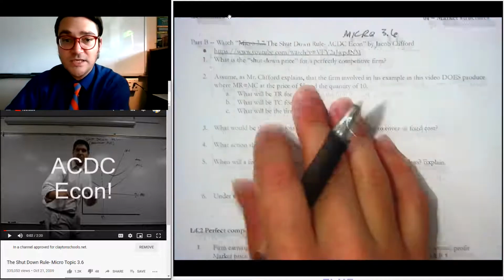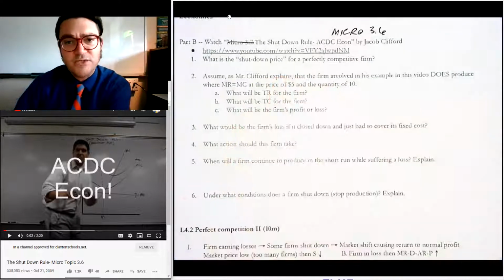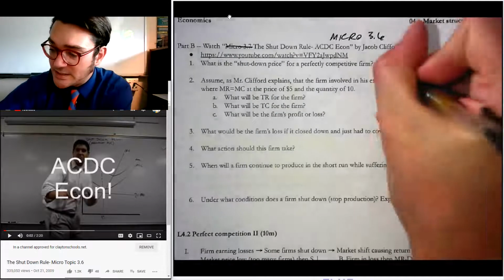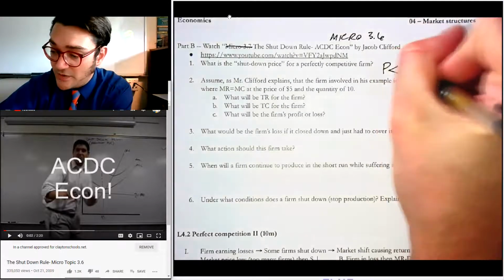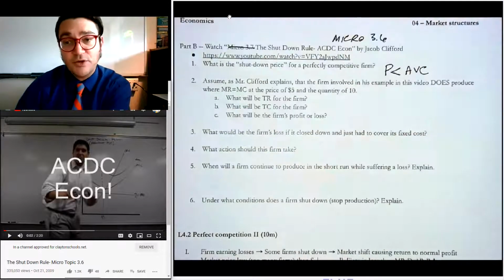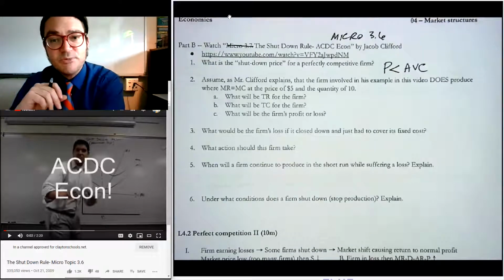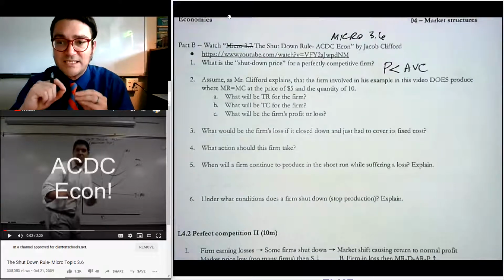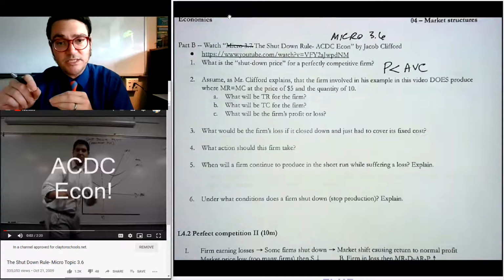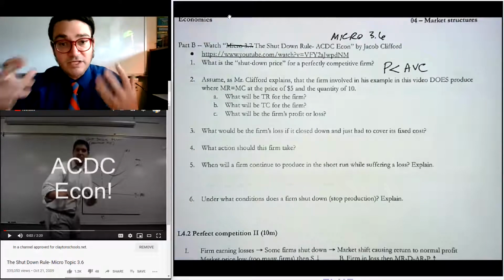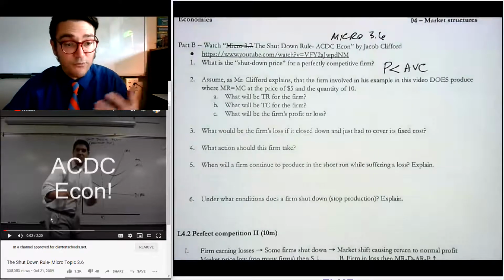Now, the first thing that he's going to say here is, what's the shutdown price for a perfectly competitive firm? It's if the price is below the AVC, the average variable cost. And then assume, as Mr. Clifford explains, that the firm involved in his example does produce where MR equals MC at the price of 5 and the quantity of 10. What will be the total revenue for the firm?